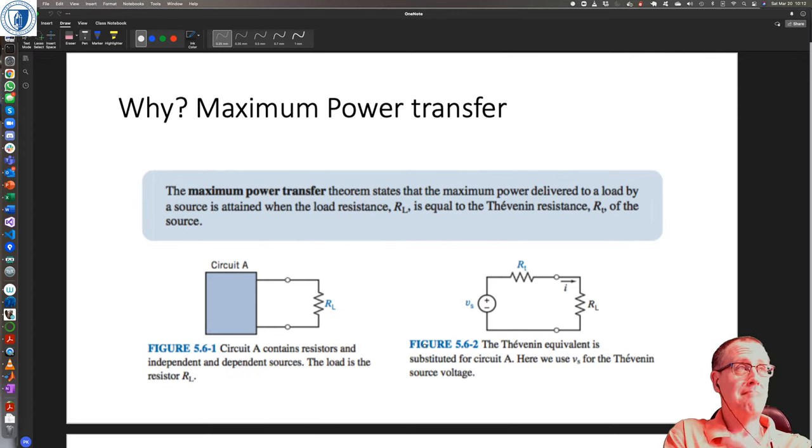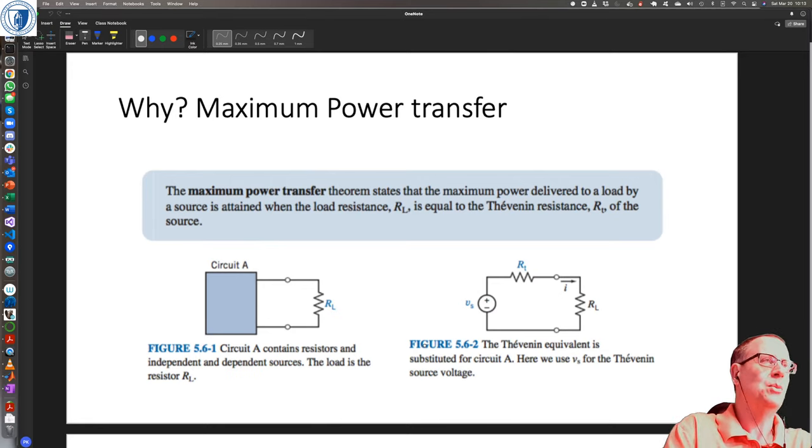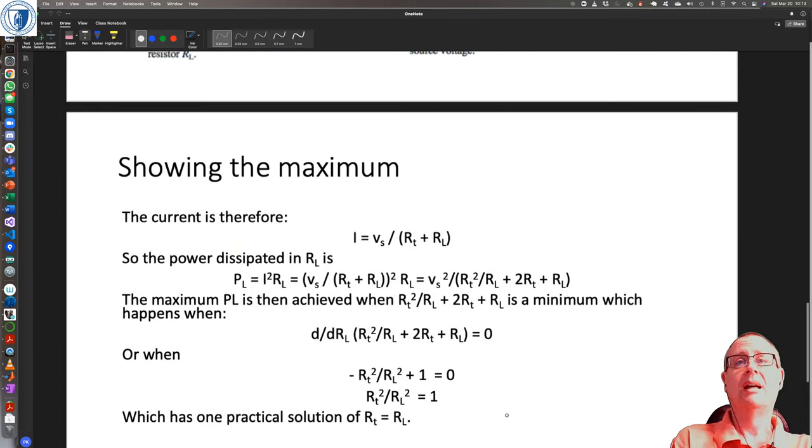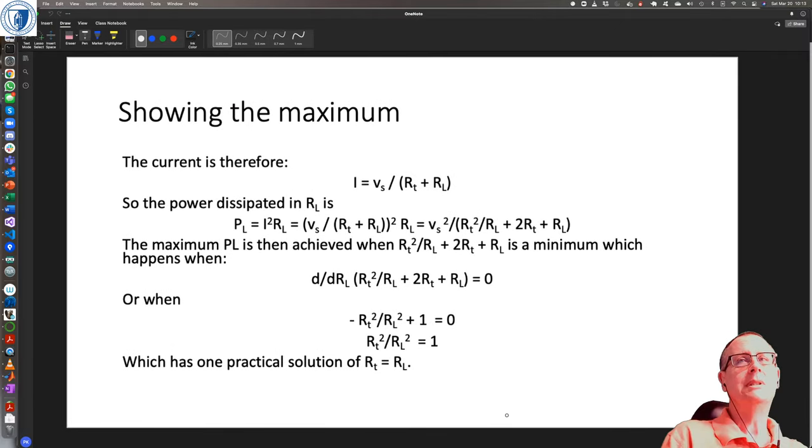You want maximum power to be transferred in the case of a cable TV box, because you want the best TV signal or digital signal possible for your customer. They want to be able to watch television. They want to be able to use their computer network. So it's a pretty simple idea, the fact that you have matching impedances or matching resistances, but it's kind of interesting. And it's pretty straightforward.